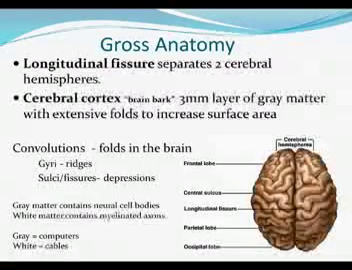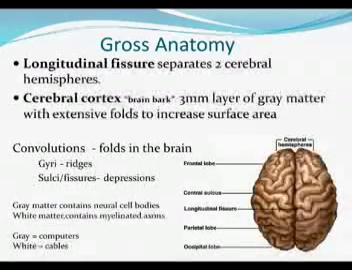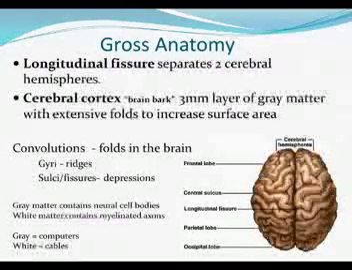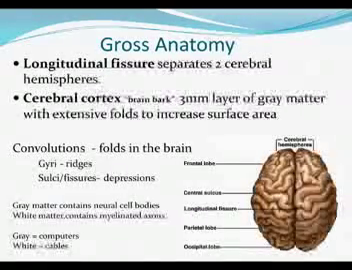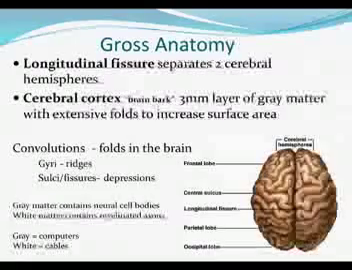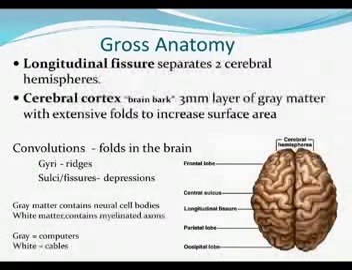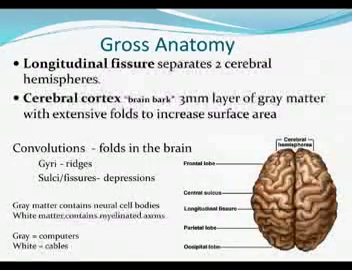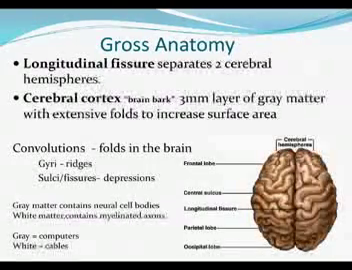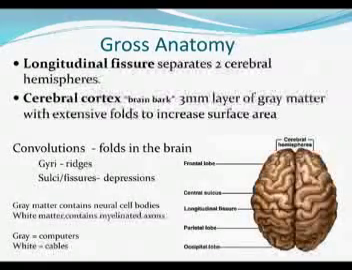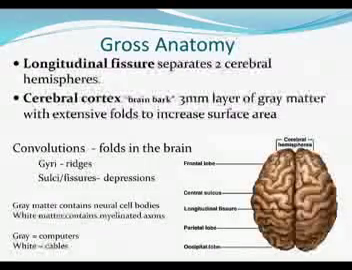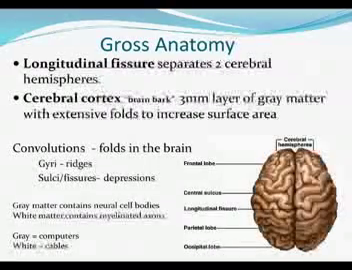All these folds are increasing surface area, and the convolutions, or these folds, are composed of both ridges and depressions. And the ridges have a special name. Gyri are the plural, or gyrus is singular, and then sulci or sulcus are the depressions. Sometimes you see them called fissures, but they're used pretty interchangeably. Right, so the convolutions, which are made up of gyri and sulci, form the cerebral cortex.